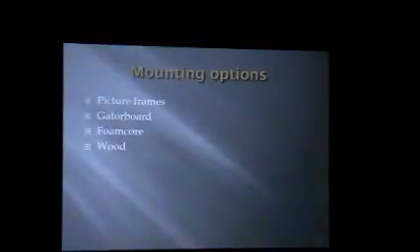Mounting options: picture frames, gator board, foam core, wood. They all have their strengths. I'm not a fan of picture frames, as you'll see in the next frame, and I'm not a big fan of using the wood. Gator board or foam core are the ones I choose. Foam core and gator board are kind of the same, except the gator board has more of a wooden, more stiff surface behind the foam core.